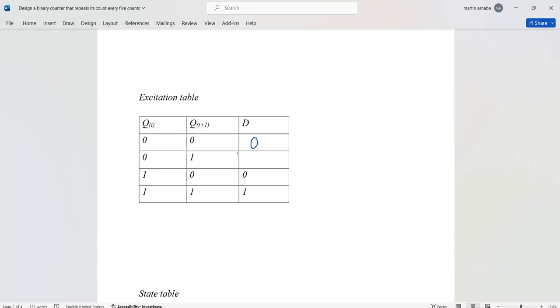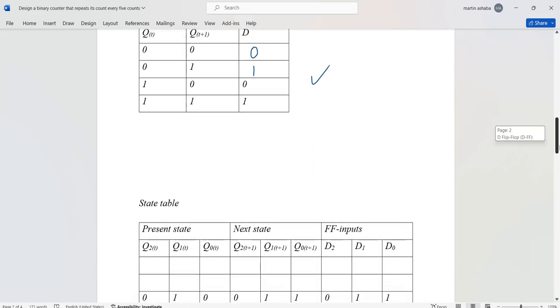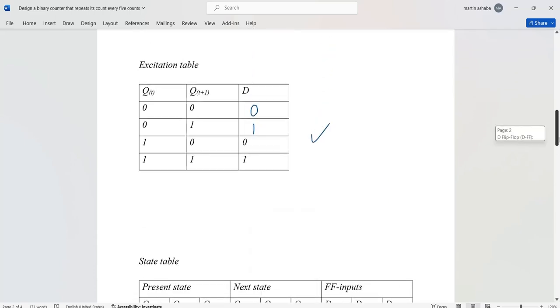So if we have, for example, the next state being 1, then the input to D is going to be 1. If the next state is 0, the input to D is 0. If the next state is 1, then the input to D is 1. So that is the excitation table, and you have to understand that.